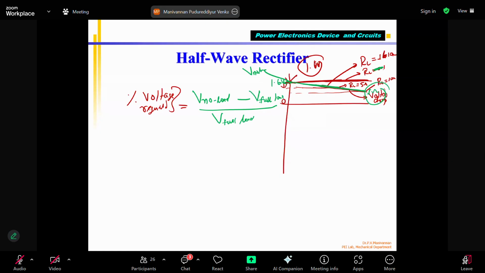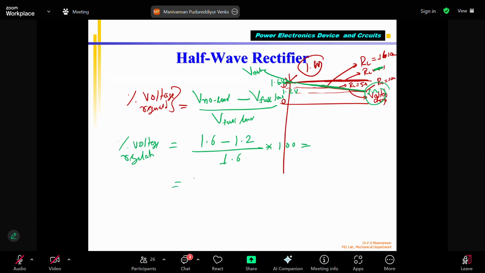Okay, 1 ohm. That time it reduced to, for example, 1.2 volts. Correct? Then I can say that 1.6 volts minus 1.2 volts, divided by 1.6 volts, multiplied by 100, is the percentage of voltage regulation of this rectifier circuit. Correct?